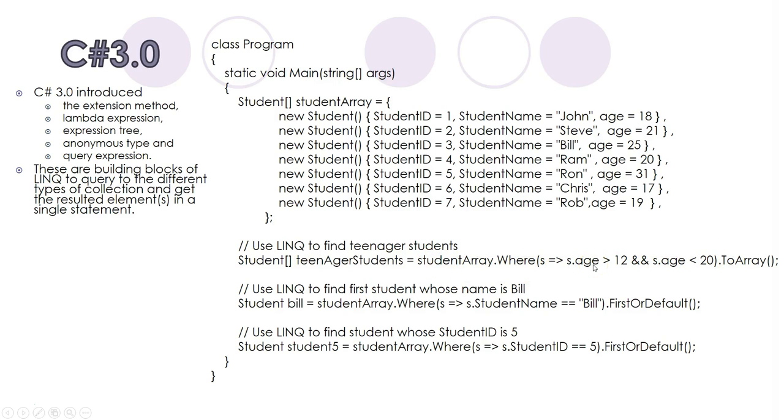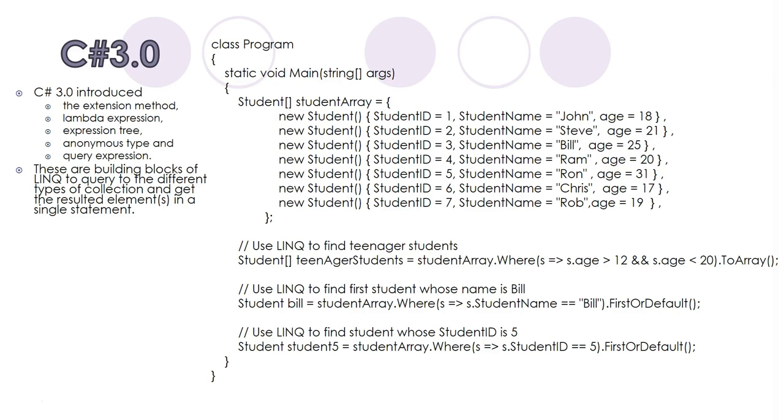query expression, method syntax. This is known as method syntax. It is not query syntax. There are two types of syntax that LINQ supports. One is query syntax and one is method syntax. So this one is a method syntax where this equals sign with angle bracket is lambda.